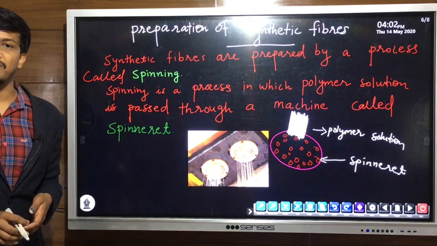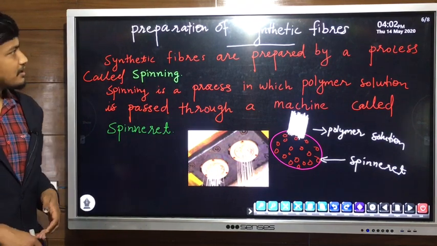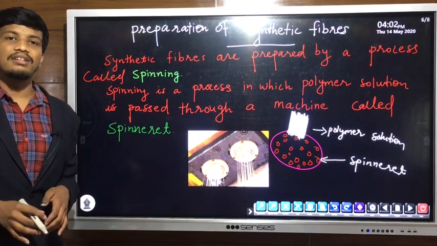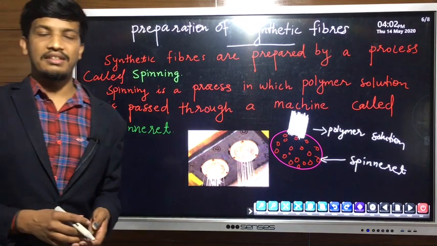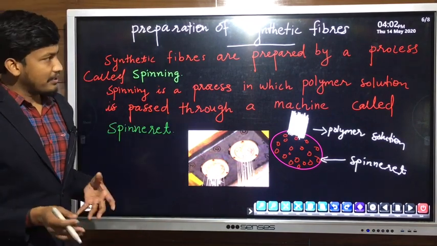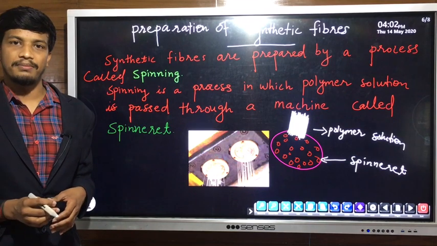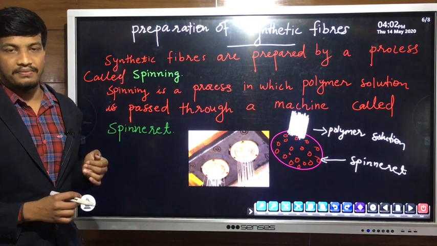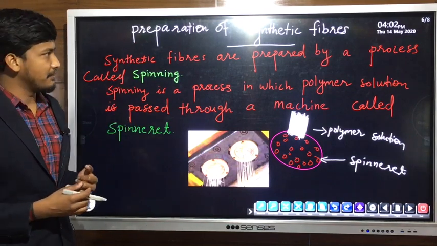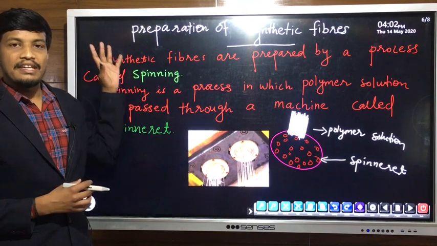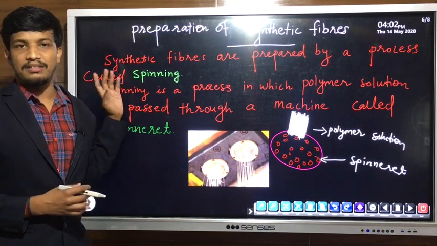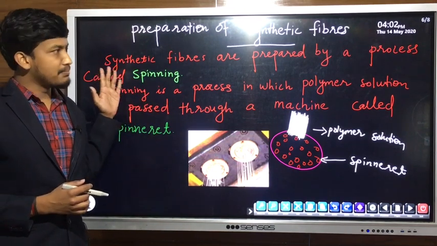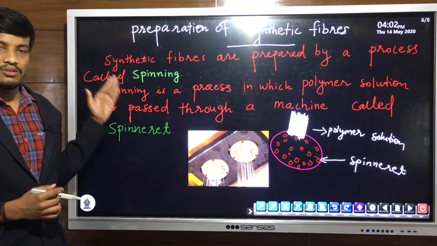Now we are going to learn the next topic of this lesson, that is how we can make synthetic fiber. In this chapter, we are dealing with synthetic fibers. So when we start with synthetic fibers, first of all we have to know about the manufacture of synthetic fibers. How can we make synthetic fiber? The production of synthetic fiber is not an easy process. It is a multi-step process. It involves a lot of stages.